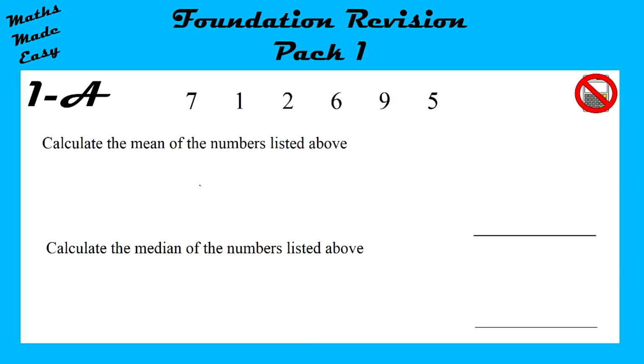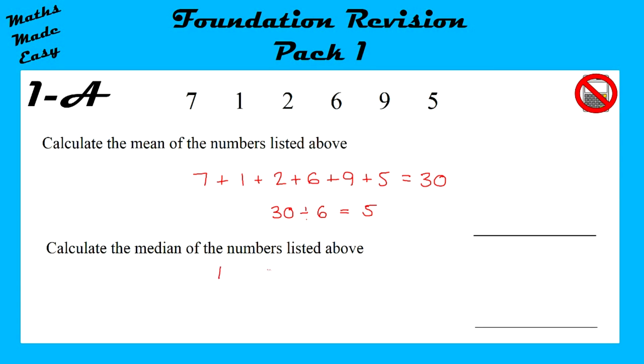1a. To calculate the mean of these numbers, I'm going to need to add them all together. So 7 plus the 1 plus the 2, the 6, the 9, and the 5. Add all of those up and it gives me a sum of 30. And then I'm going to need to divide by however many data items there are. In this case there are 6, and I get the mean as 5.